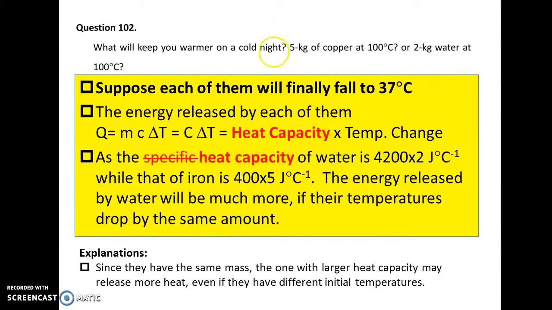Question 102. There is 5 kg of copper and 2 kg of water at the same initial temperature, 100 degrees Celsius. Which one may release more heat energy? The energy released will be given by heat capacity multiplied with temperature change. So when their temperatures drop by the same amount, then the one with larger heat capacity may then give out more energy.